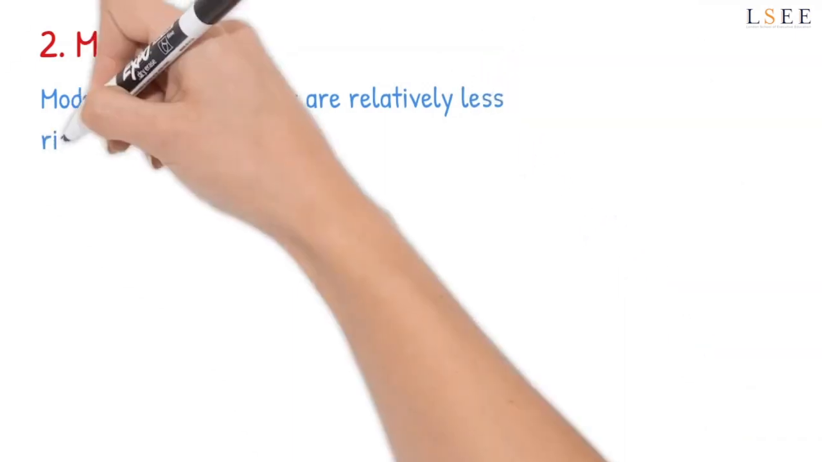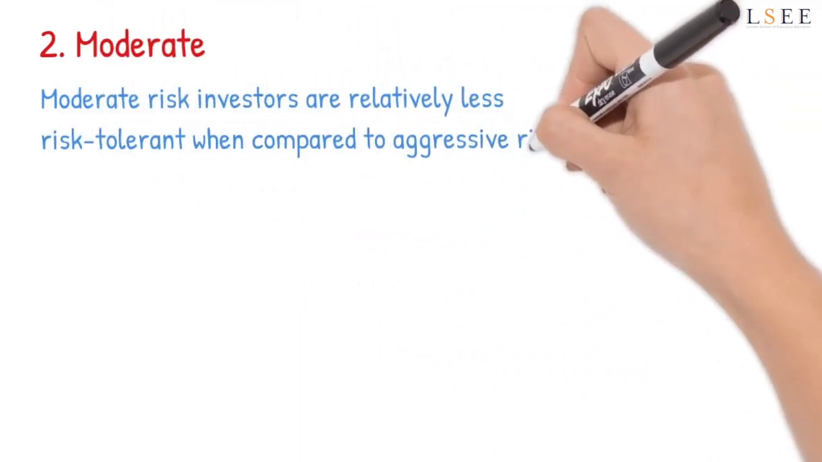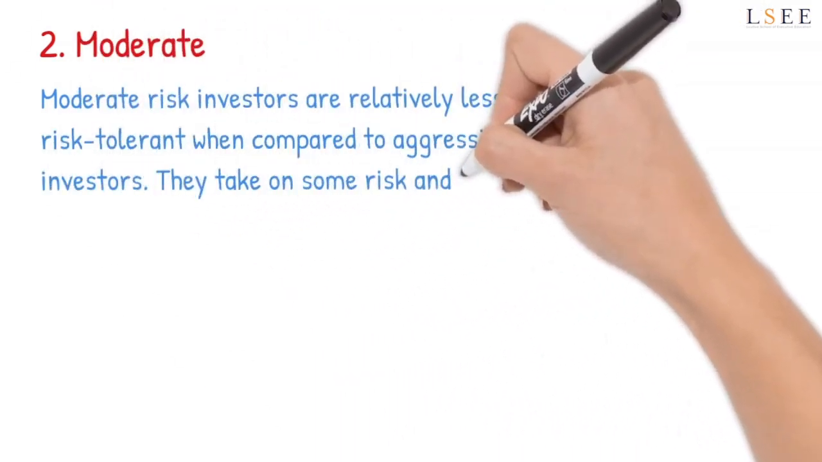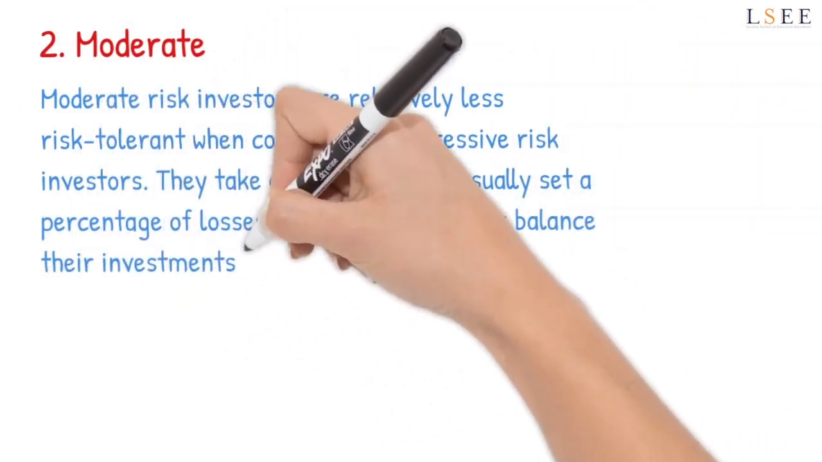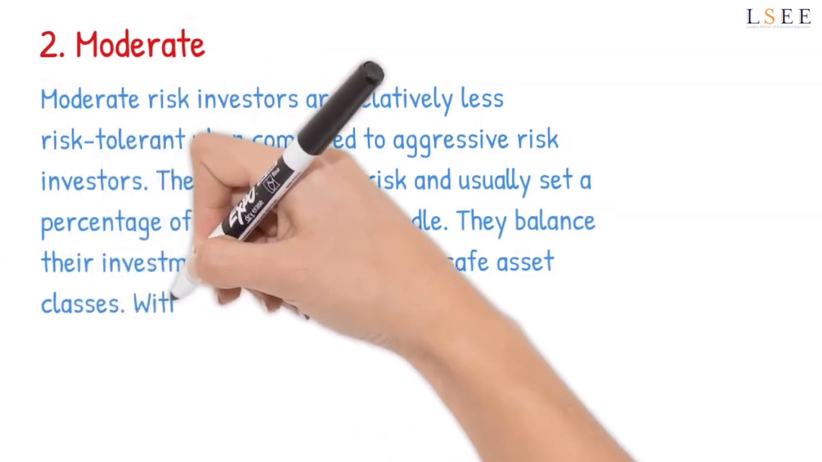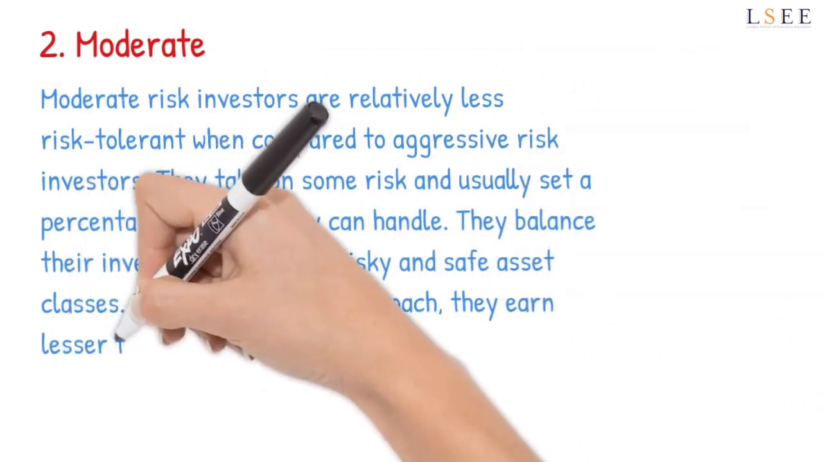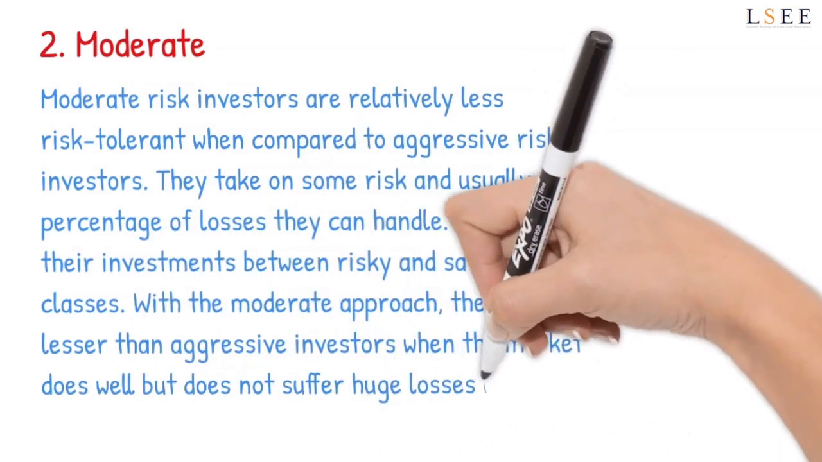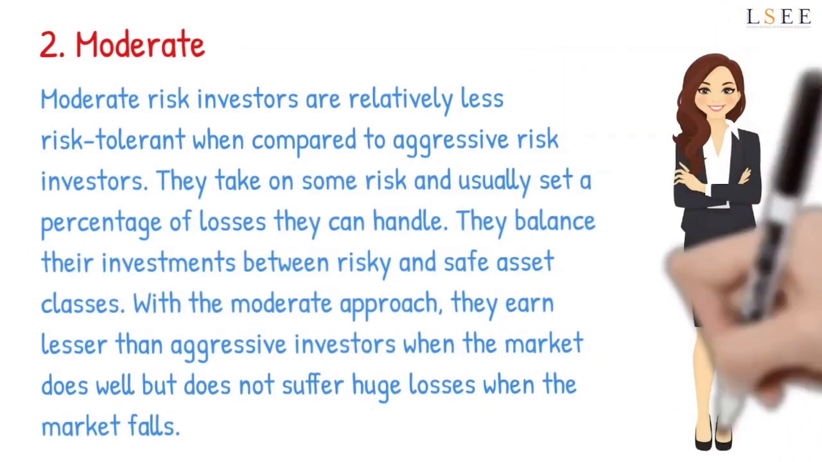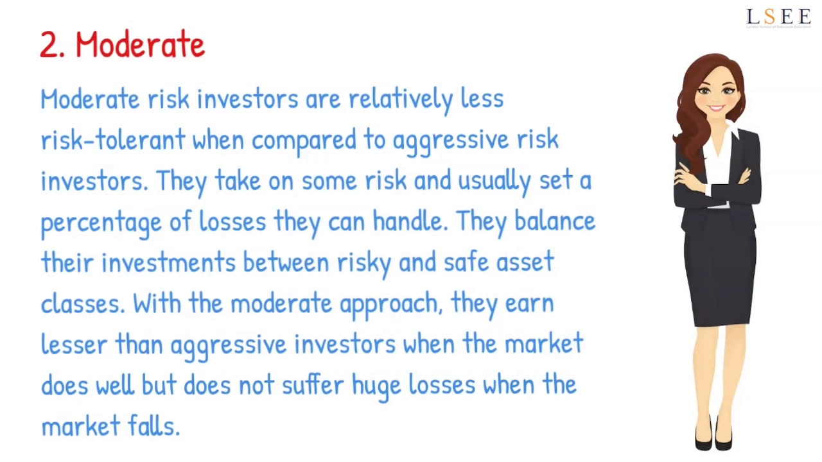2. Moderate. Moderate risk investors are relatively less risk tolerant when compared to aggressive risk investors. They take on some risk and usually set a percentage of losses they can handle. They balance their investments between risky and safe asset classes. With the moderate approach, they earn less than aggressive investors when the market does well but do not suffer huge losses when the market falls.